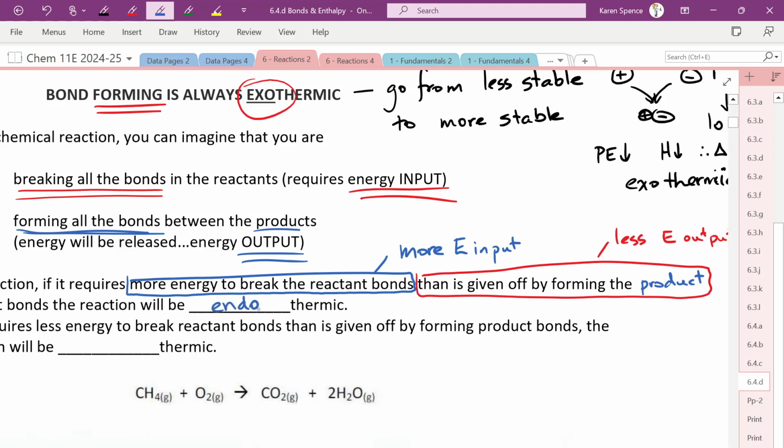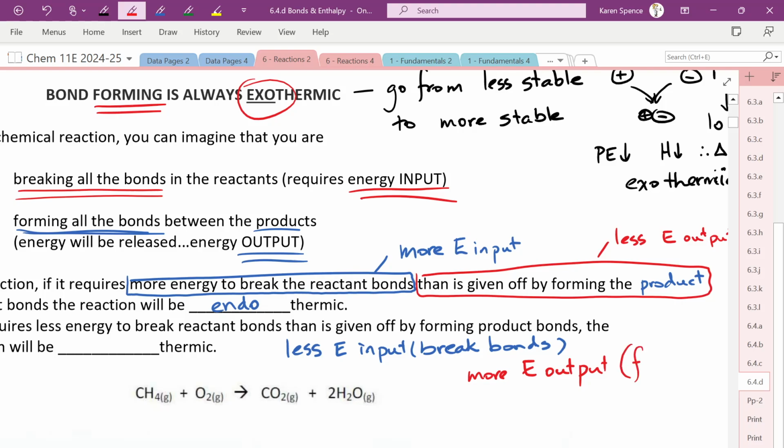And if we have the reverse situation, less energy input to break the bonds, and more energy output to form the bonds, then that's going to be exothermic.